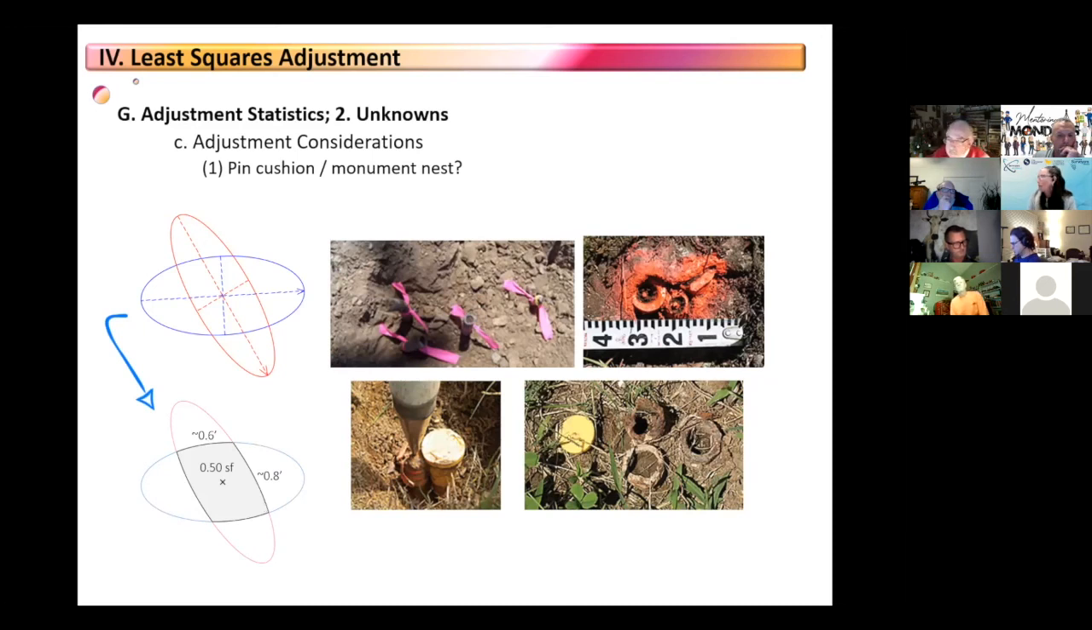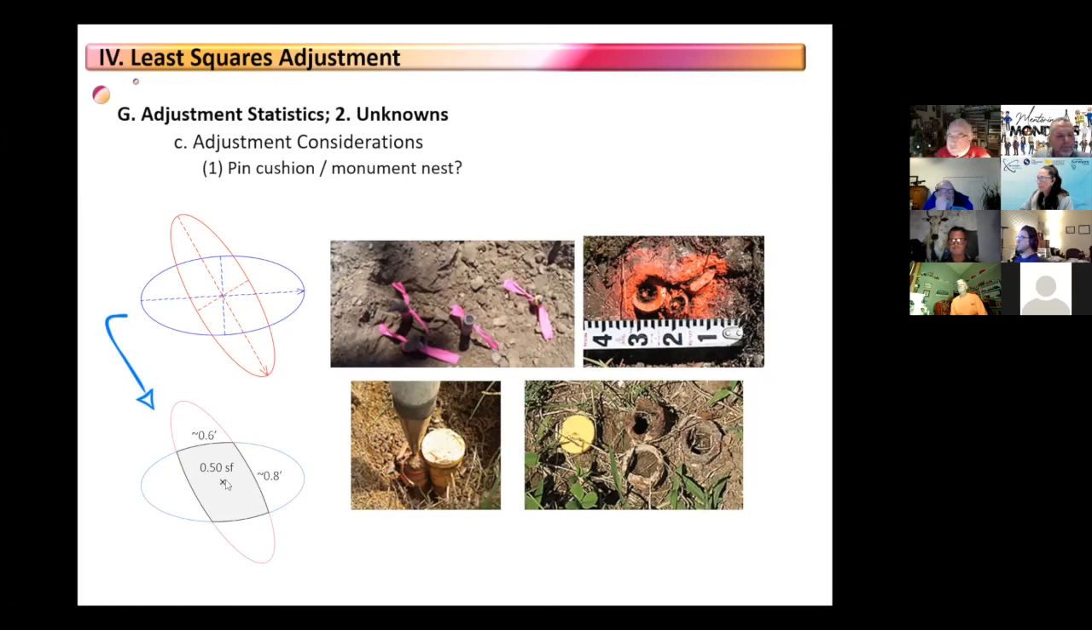Well, see these monument nests here? Most of these are within that overlap area of the two error ellipses. So what that tells me is there's no statistical difference between any of those points, especially this one right here, where somebody insisted on putting a monument right next to the other one. To me, those are right on top of each other in here.